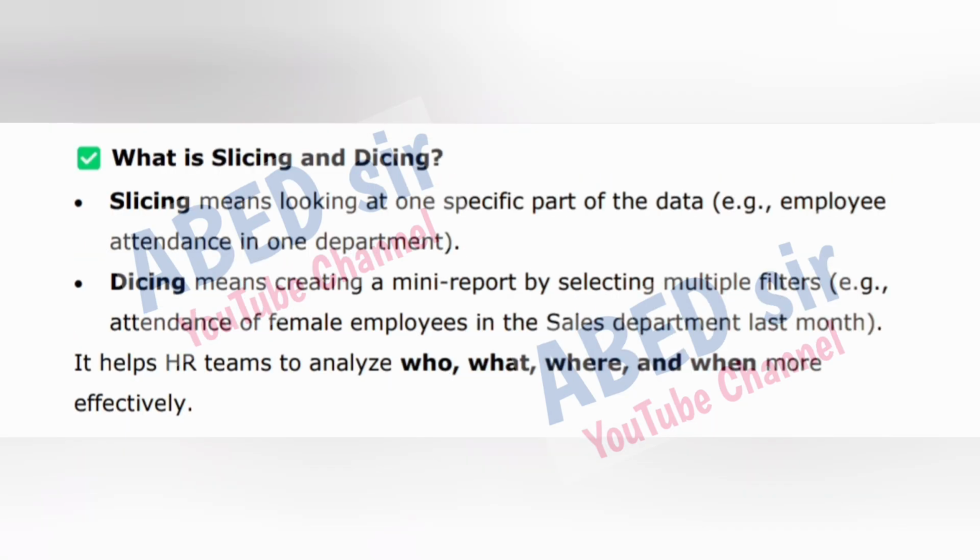What is slicing and dicing? Slicing means looking at one specific part of the data, example, employee attendance in one department. Dicing means creating a mini report by selecting multiple filters, example, attendance of female employees in the sales department last month. It helps HR teams to analyze who, what, where, and when more effectively.